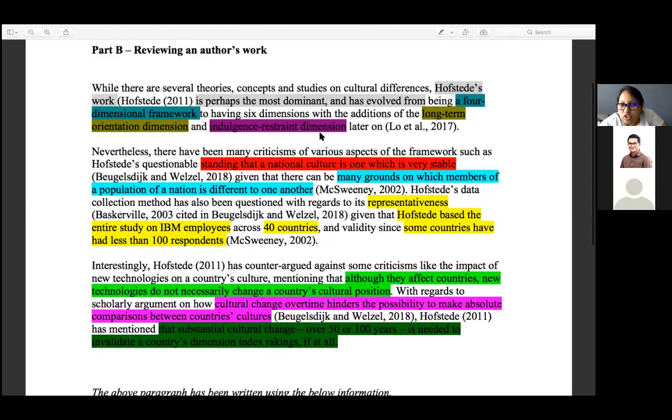So I gave an introduction, how it has evolved. Nevertheless, there have been many criticisms of various aspects of the framework, such as Hofstede's questionable standing that a national culture is one which is very stable. This is said by these 2 guys, given that there can be many grounds on which members of a population of a nation differ from one another. Hofstede's data collection method has also been questioned with regards to its representativeness. These guys have questioned that, given that Hofstede based the entire study on IBM employees across 40 countries, and in some countries there were fewer than 100 employees. So these are all the authors who have criticized Hofstede's work, saying that, hello, it's questionable.